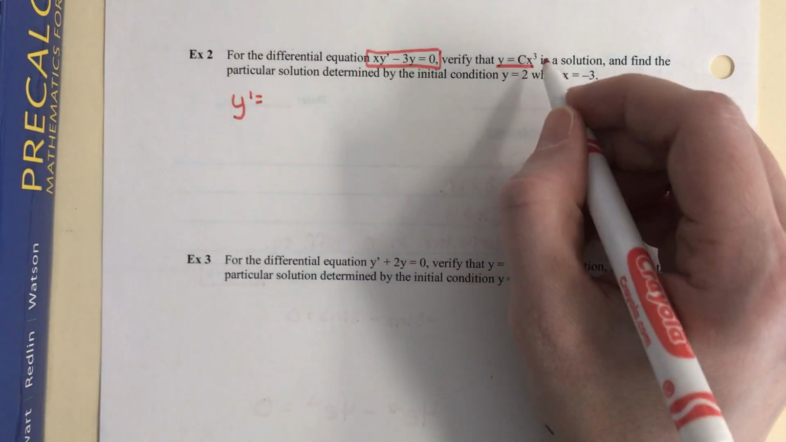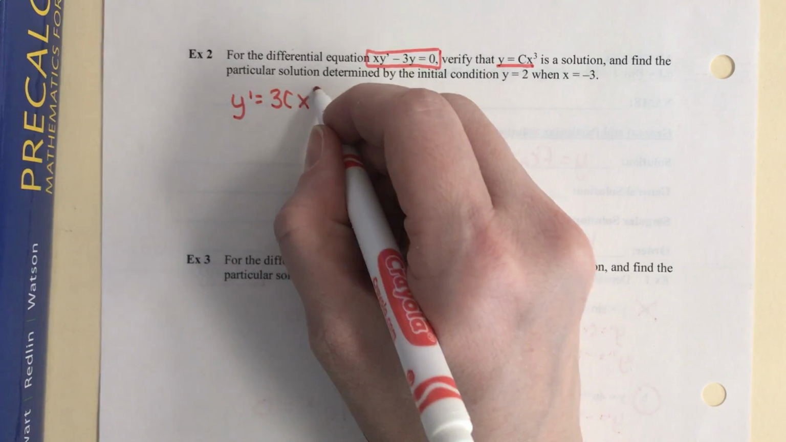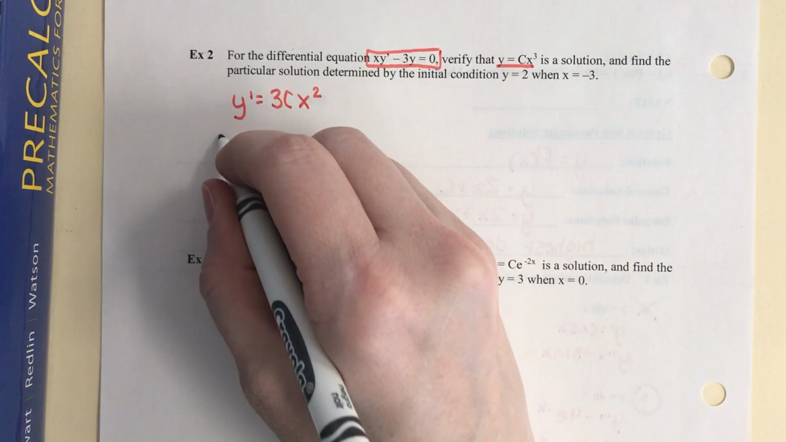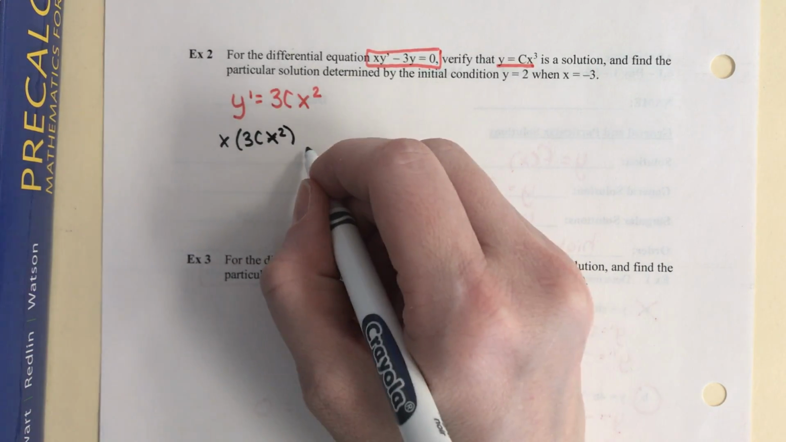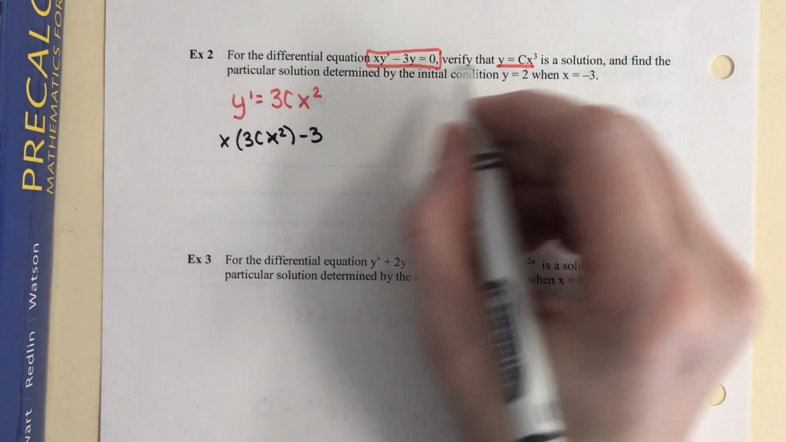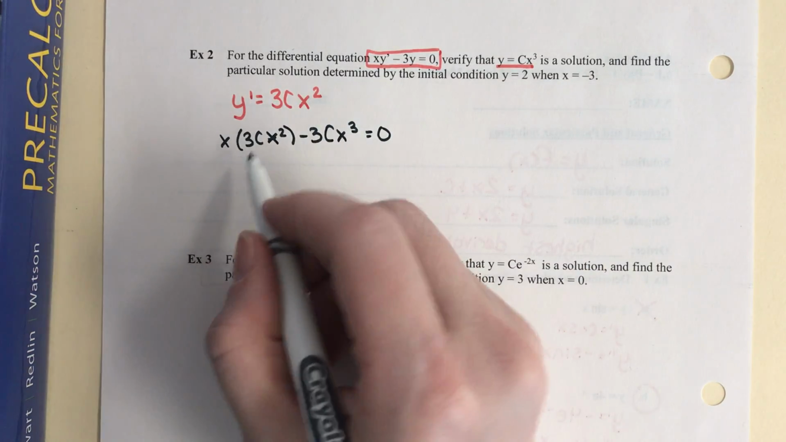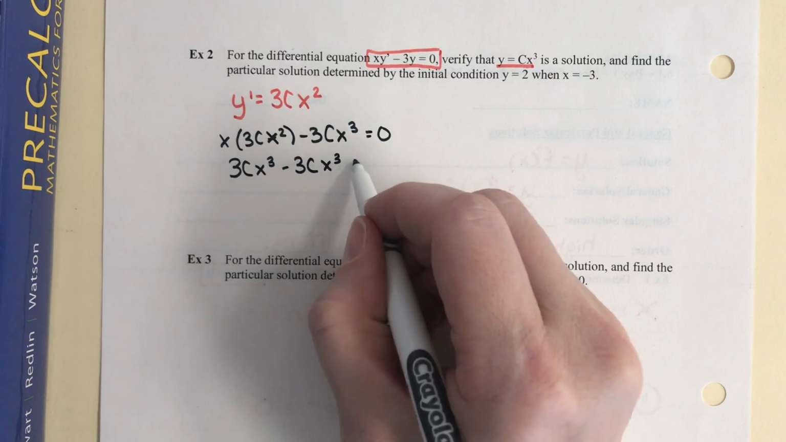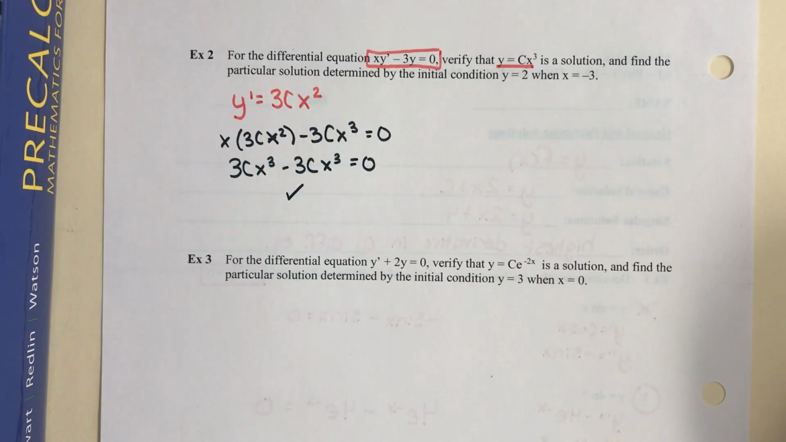Y prime, this is going to be a typical derivative. We're going to multiply and subtract our exponent by 1. So now I'm going to plug in x times y prime minus 3y, which y is c x to the third, equals 0. So this simplifies to 3c x to the third minus 3c x to the third, which is a true statement. So that checks out. That's a solution. So now we're going to solve for c.